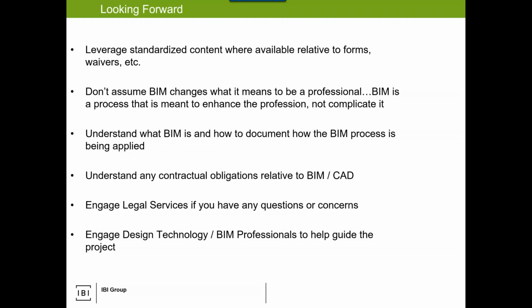Engage any type of legal service if there's concerns. If there's something you don't understand, don't just assume. And then internally, I say engage design technology, BIM professionals to help guide your project. That's what we're all here for.